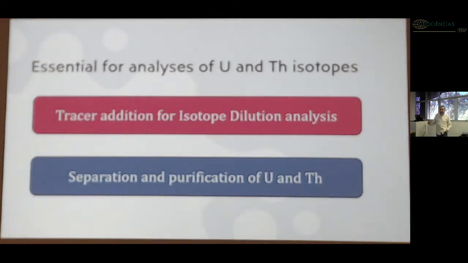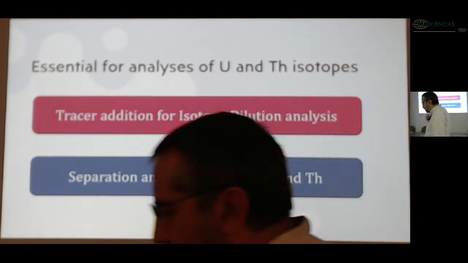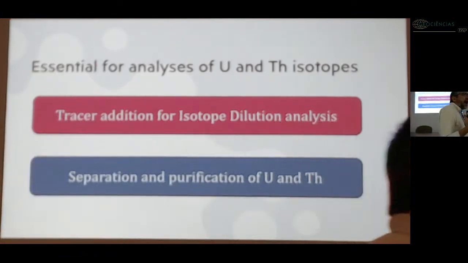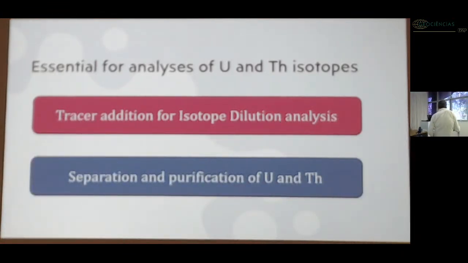Now, before jumping to the analysis, there are two things that need to be taken into consideration for the analysis of uranium and thorium isotopes. One of them is the addition of the tracer for isotope dilution analysis, and the other thing is the separation and purification of uranium.